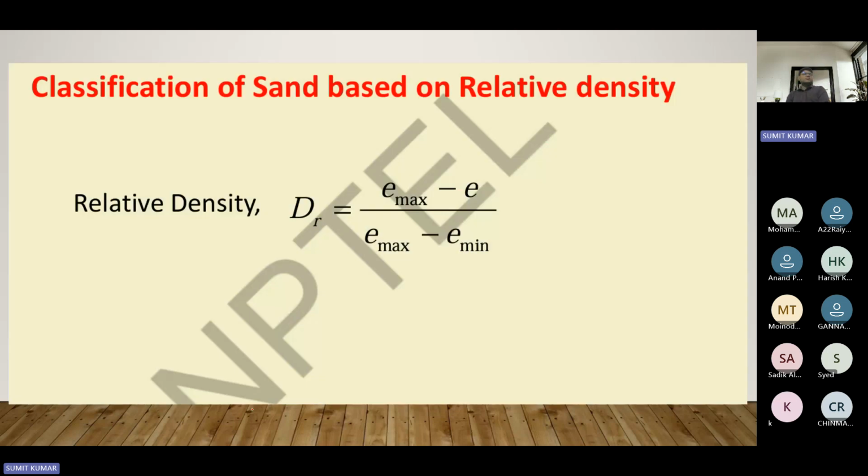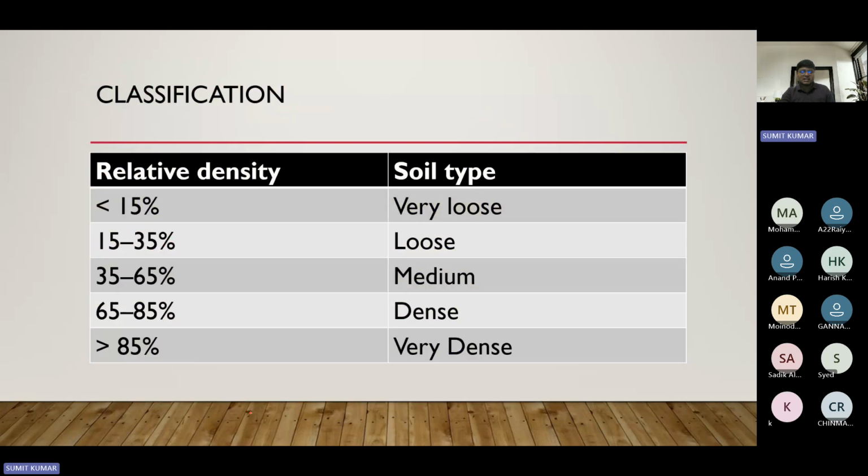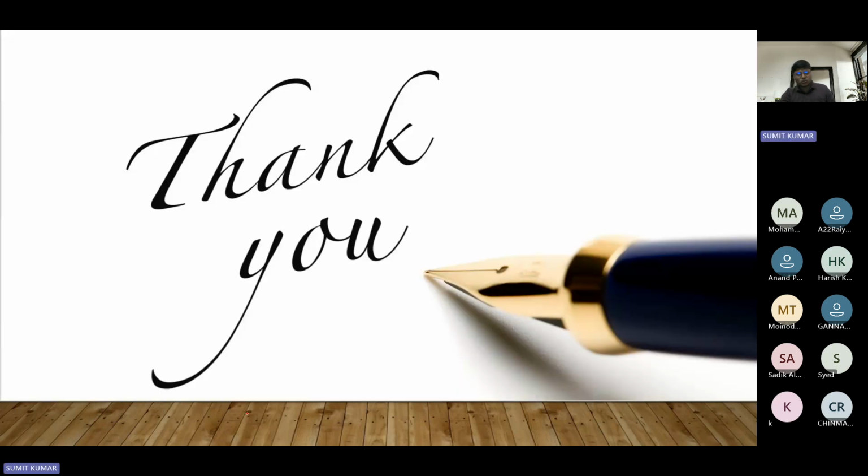Now we come to closing today's session. The relative density is nothing but (Emax minus E) divided by (Emax minus Emin). The relative density is used to classify sand. If relative density is less than 15%, it is very loose. If it lies in the range of 15 to 35, it is said to be loose, meaning up to 35% it is loose only. From 35 to 65% it is medium, and for 65 to 85 it is dense, while greater than 85 it is highly dense, right? So over here the content is closed.